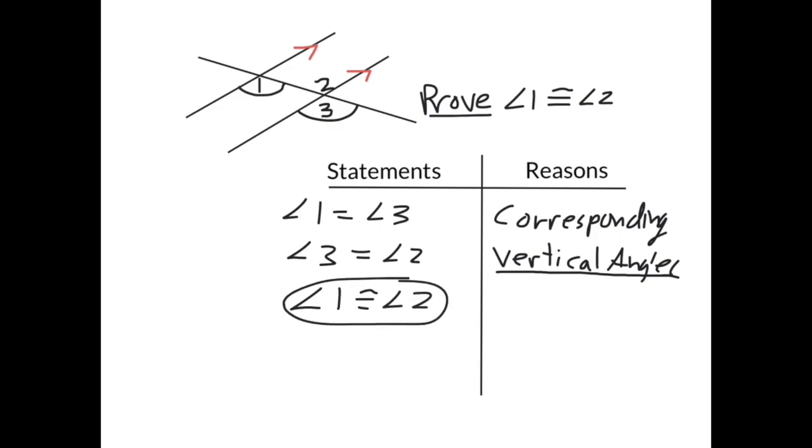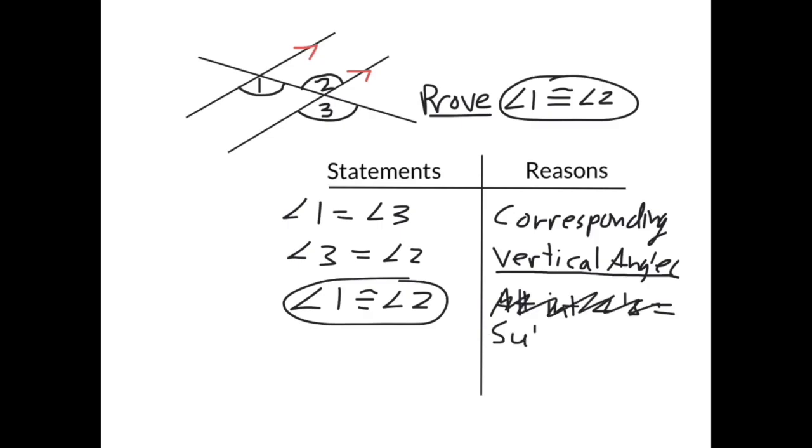So we've reached the end of our proof, and the reason why it's true is not alternate interior angles are equal. That is, these are alternate interior angles, and it's true that they are equal, but that's not how we proved it. We proved it by substituting to arrive at the answer.